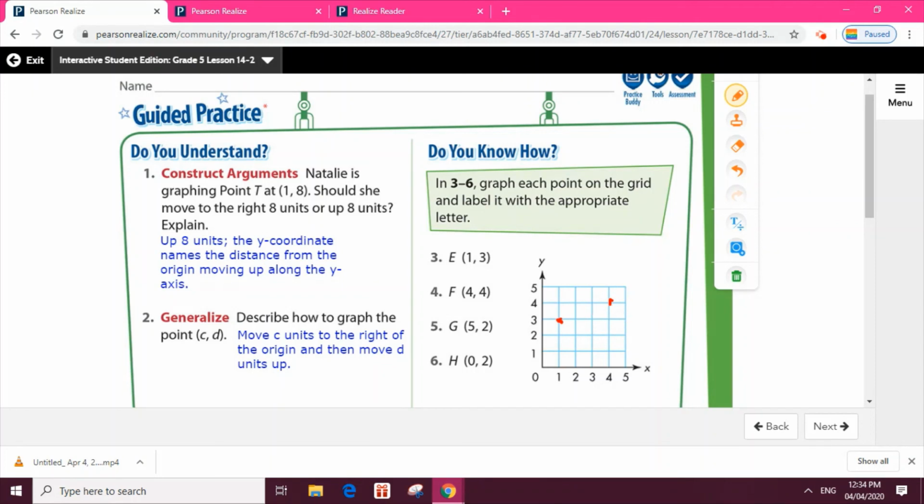Next, number 5. Point G. 5, 2. Start again from the origin. 0. 5 units to the right. 1, 2, 3, 4, 5. And 2 units upward. 1, 2. So this is point G.